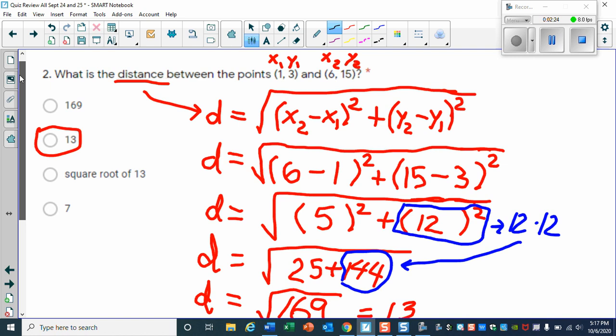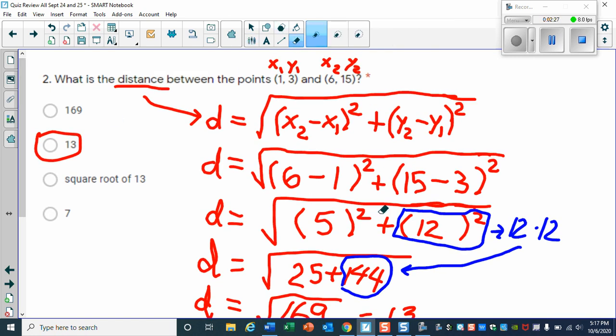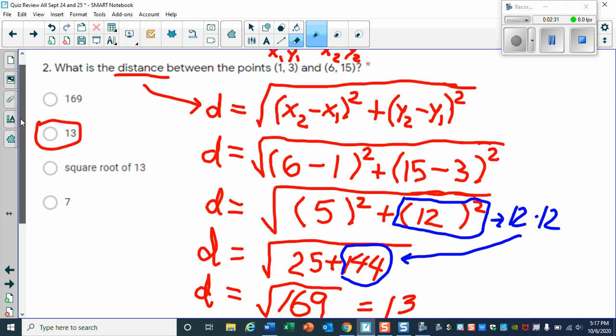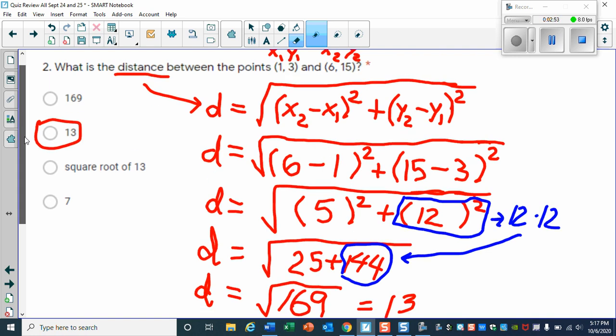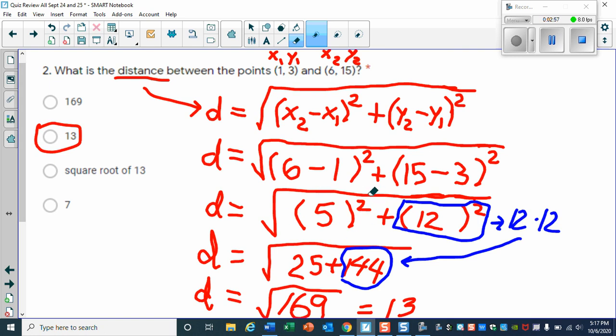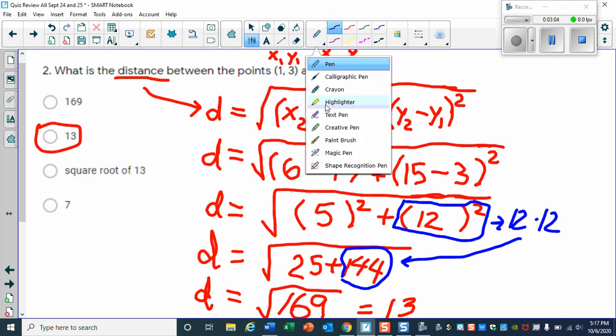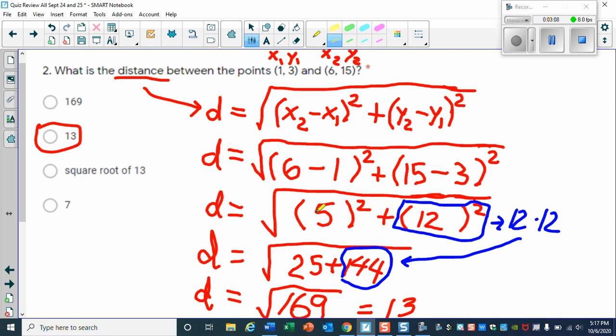So the second problem. Again, label your points x1, y1, x2, y2. But distance, unlike the midpoint, you're going to first subtract your x's. So x2, which is 6, minus 1, which is x1, 6 minus 1, 5. And then we're going to square the value of 5. So 5 squared, that's how we get to 25 here. I want everybody to see this. So 5 squared, this part right here, that's how we get to 25.